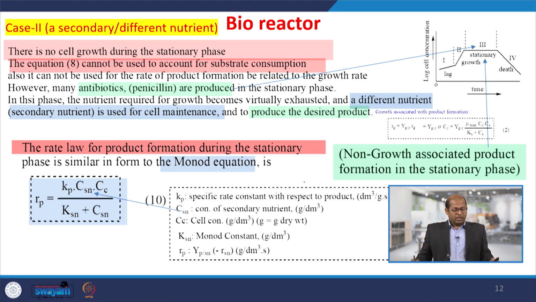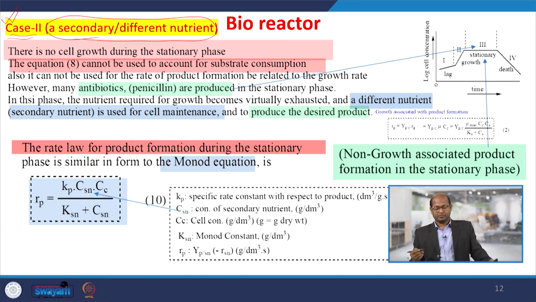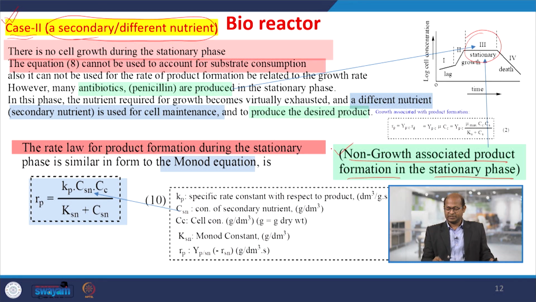That is the substrate being consumed at this particular position. And in case 2, which we will discuss, a secondary or different nutrient is consumed for product formation. At this particular phase there is non growth associated product formation in the stationary phase. Here there is no new cell formation, but product formation is there. Therefore, the substrate consumption here we can say is only for cell maintenance and product formation.